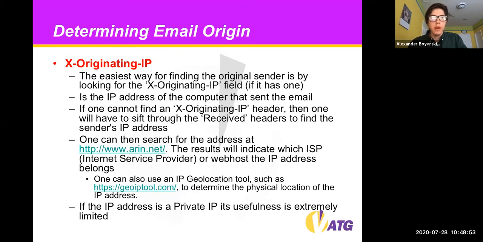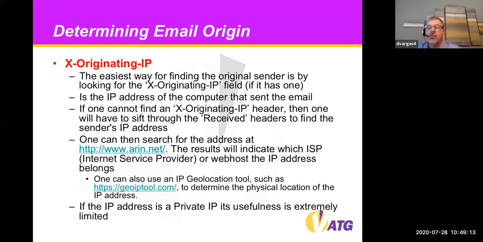And then on the next slide, please. And then the X originating IP. That's the easiest way for finding the original sender. That one is pretty straightforward. But I think, can that one be spoofed? I'm not sure. Well, this is the problem with this one here. Typically, the X originating IP is going to be a private IP address.